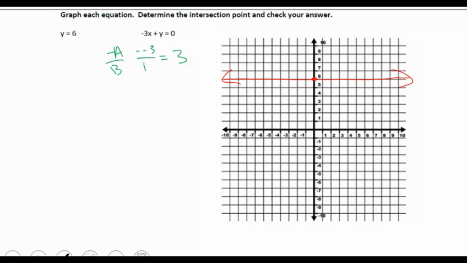My y-intercept would be c divided by b, which would be 0 divided by 1, which is just 0. So I wrote this equation, it's just y equals 3x. Now I could put y equals 3x plus 0, but I don't need that plus 0. So my y-intercept is 0. My slope is 3 over 1, so up 3, right 1, up 3, right 1, and there is my intersection point. I also can go down 3, left 1, down 3, left 1.